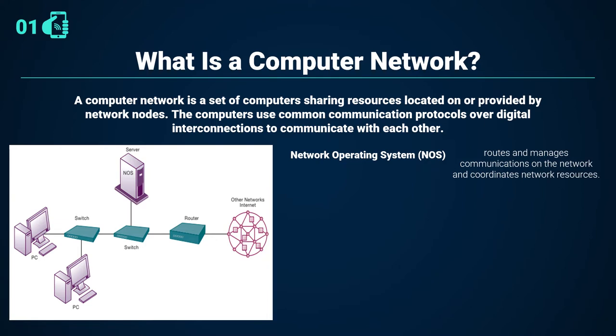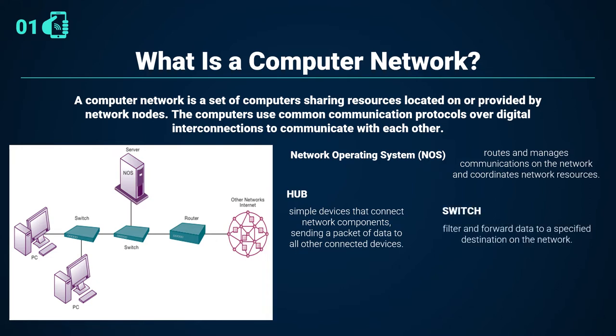Microsoft Windows servers and Linux are the most widely used network operating systems. Most networks also contain a switch or hub acting as a connection point between the computers. Hubs are simple devices that connect network components, sending packets of data to all other connected devices. A switch has more intelligence than a hub and can filter and forward data to a specific destination on the network.